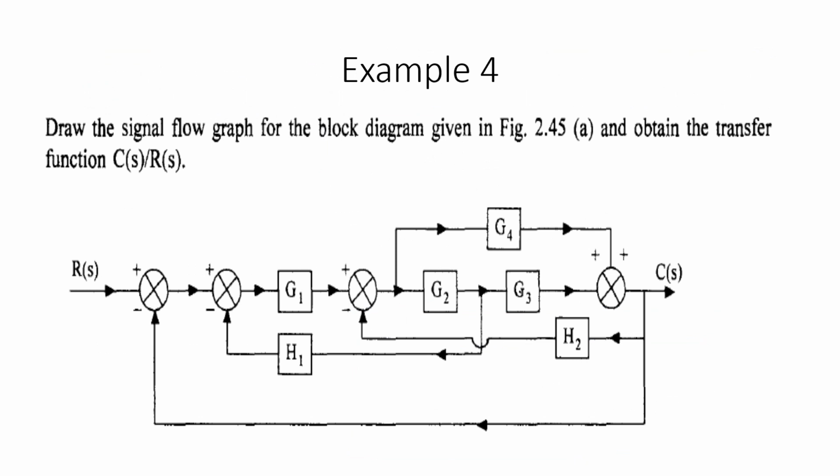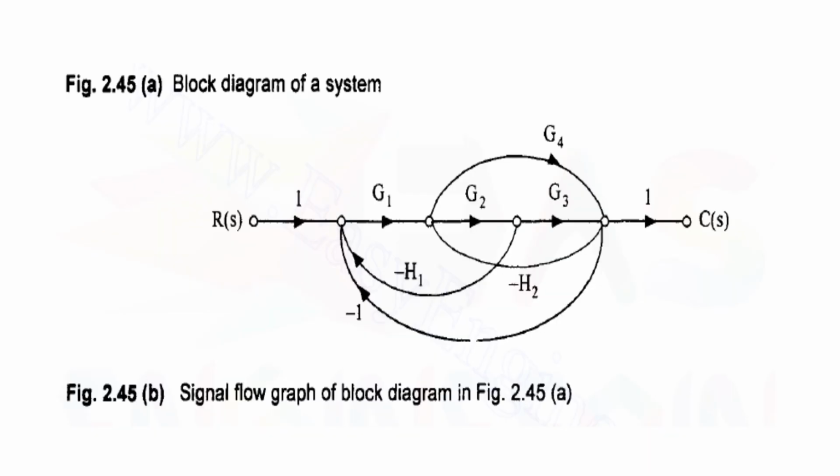Now this is another block diagram. How many summing points do I see here? 1, 2, this is my third summing point. You have the fourth, a takeoff point here. Fifth, this becomes your fifth node, and this is your sixth node and seventh node. Now represent this using the signal flow graph. R of S, two summing points are combined here and taken together.